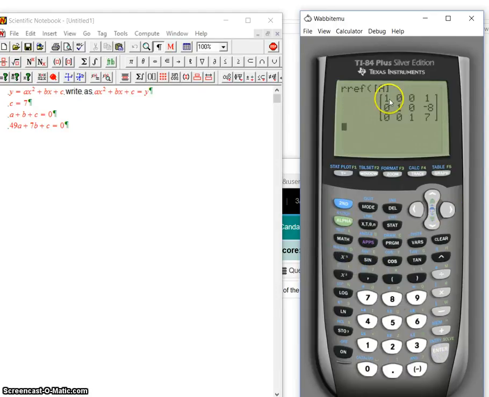So the way this reads, A is 1, B is -8, and C is 7. In other words, our answer is y equals, A was 1, so it's going to be 1x squared. B is -8, so minus 8x, and then C is 7. Alright, hope that helps. Let me know if you have more questions.